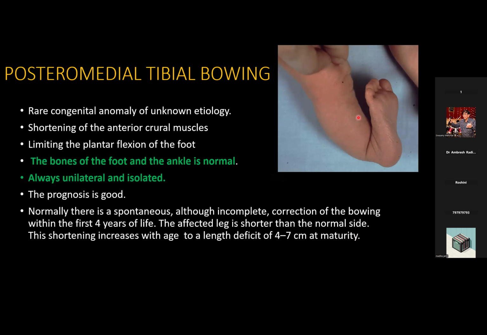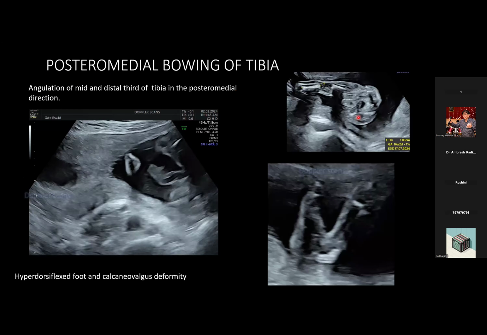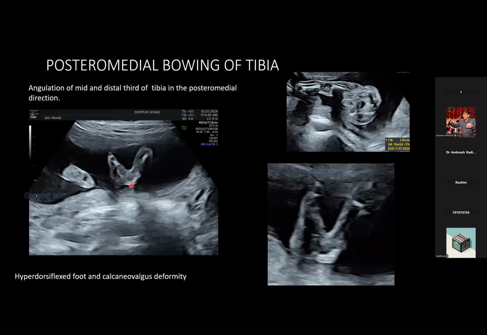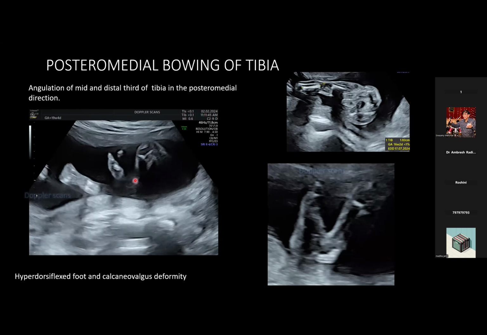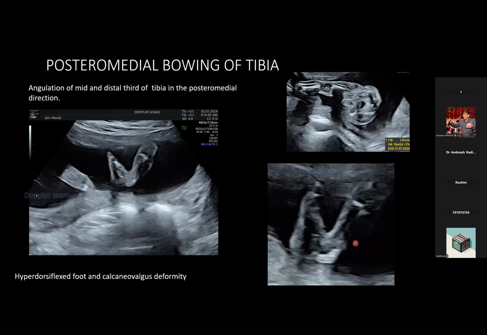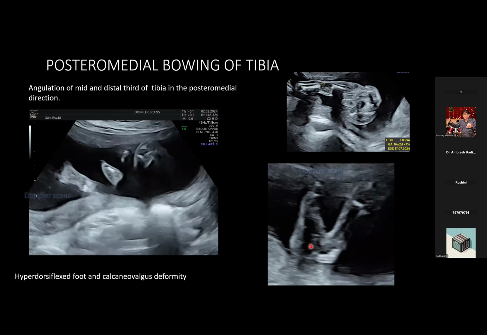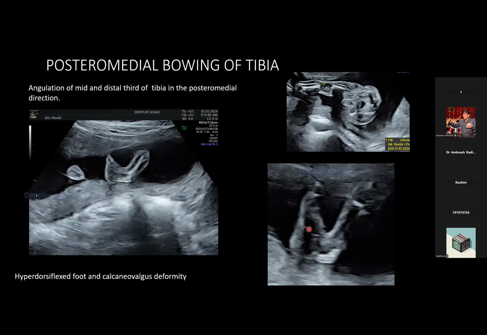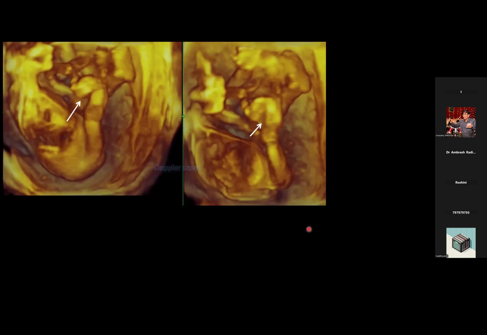Normally, there is a spontaneous incomplete correction of bowing within the first 4 years of life. There may be limb length discrepancy, which may be treated surgically later in life. This is a case of posteromedial bowing of the tibia, where there is angulation of the mid and distal third of the tibia in the posteromedial direction. There is a hyperdorsiflexed foot with calcaneovalgus deformity, as seen here. This is the 3D rendering of the same fetus showing the hyperdorsiflexed foot.